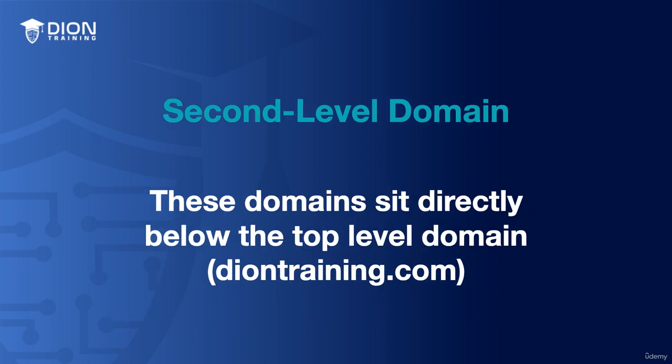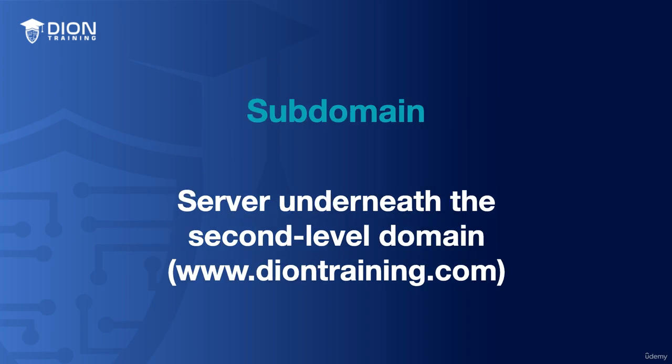The third level down is known as the second level domains. These domains sit directly below the top level domain. For example, our domain diontraining.com is a second level domain, and it sits beneath the top level domain of .com. The fourth level down is known as the subdomain. So if we wanted to create a new server underneath our second level domain of diontraining.com, we can do that by using a subdomain. In our case, we have a lot of subdomains, including the www subdomain located at www.diontraining.com, and the support subdomain located at support.diontraining.com, and numerous others.